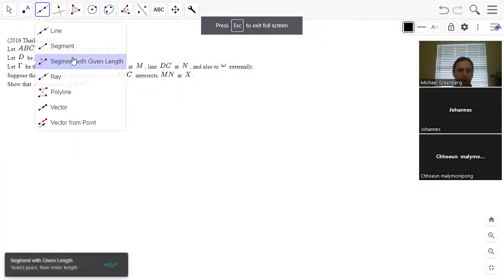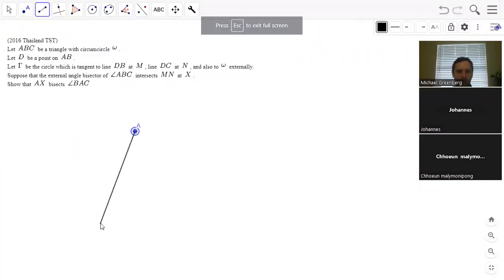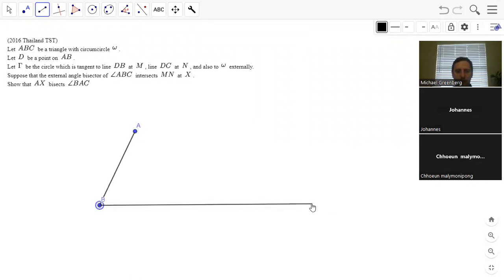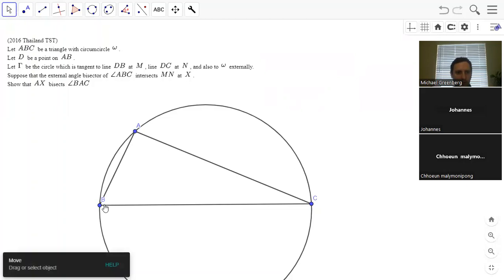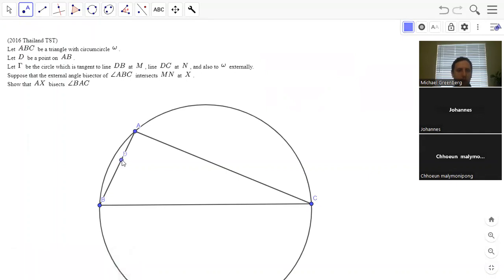We have a triangle with circumcircle omega, and B is on AB. Okay, so I think we have a mixed linear incircle, I think. So I can use my tool for that. Give me just a moment. Oh, maybe it's not as easy as I think. So I don't think it is mixed linear incircles.